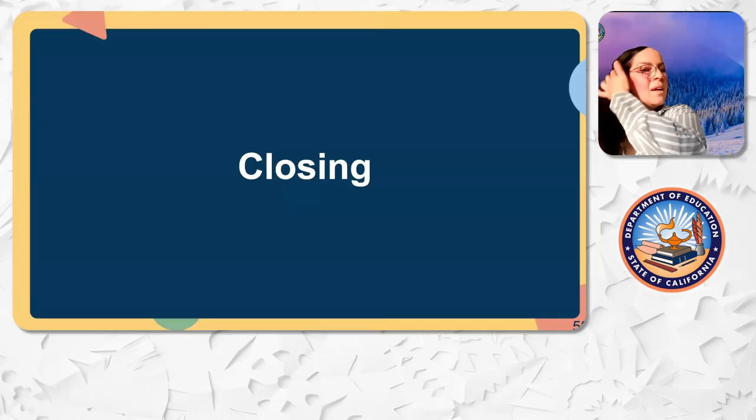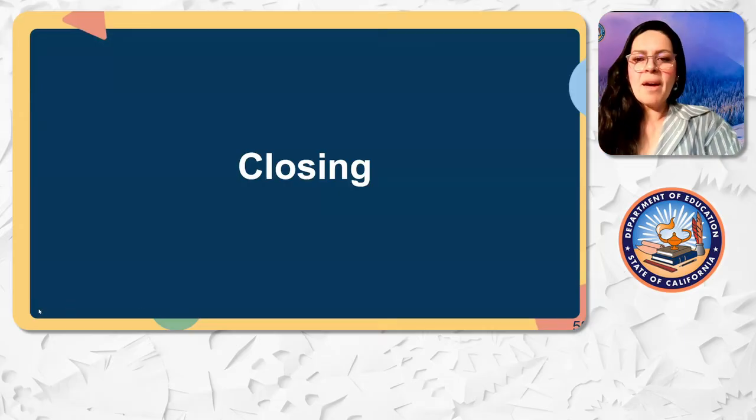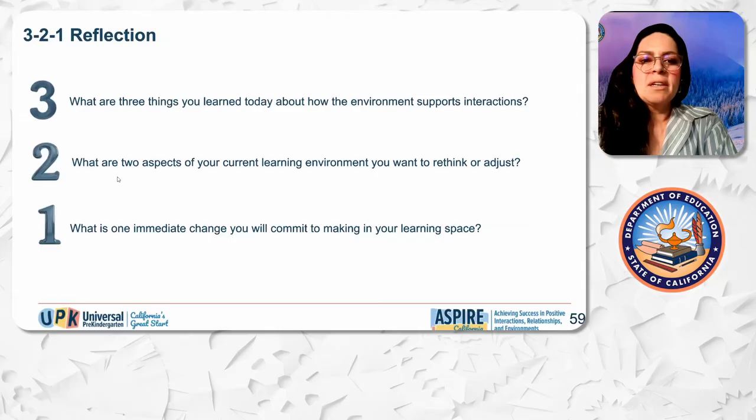Okay, so now we're going to go ahead and close it off. So as we complete our training, we want you to turn to page 6 of your workbook or on a piece of paper, and we want you to think about our 3-2-1 reflection. So with 3, what are 3 things you learned today about how the environment supports interactions? And just like we did in the past couple of slides, feel free to add it in the chat.